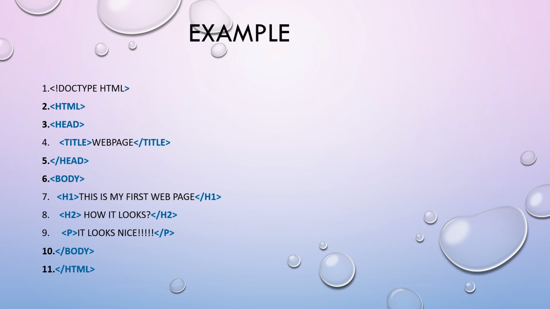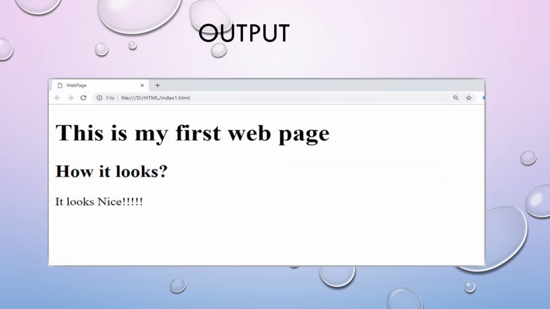Example: here we used the H1 in the body, we used the H1, the H2, and the paragraph. This is my first web page, which should appear as the heading. How it looks should appear as the subheading. It looks nice should appear in the paragraph. Let's check the output. This is my first web page, we got it as a heading because we used the tag H1, and how it looks we got in the subheading because here we use the tag H2. Then it looks nice, it appears as the paragraph because here we used the P tag.